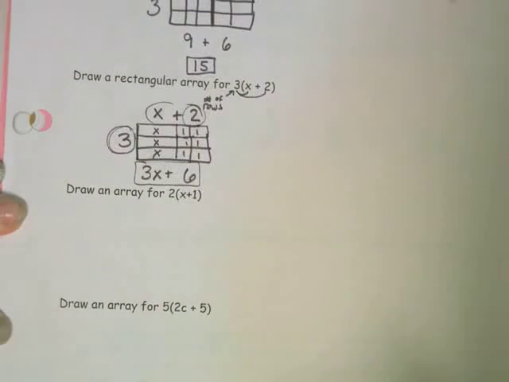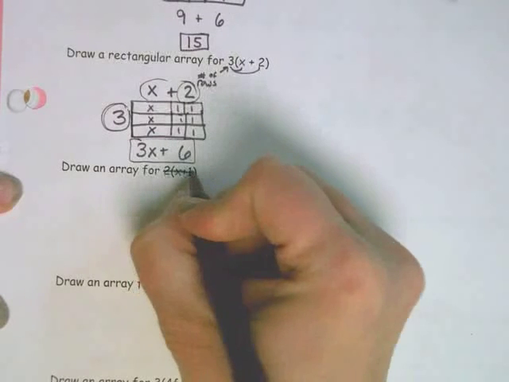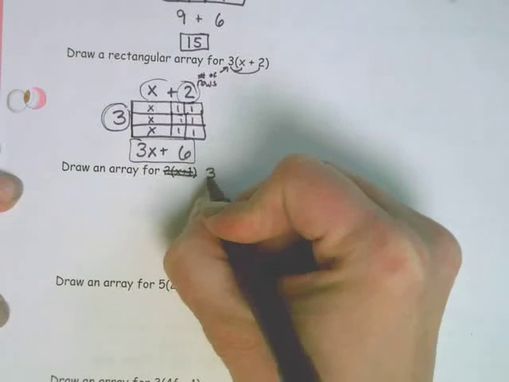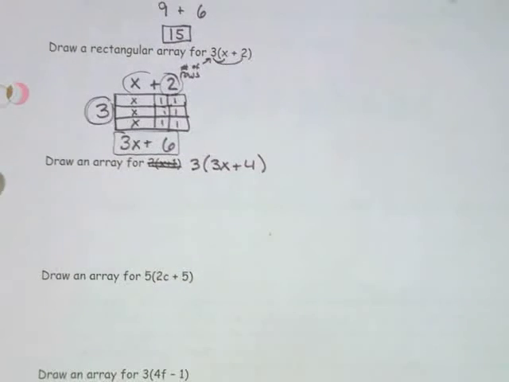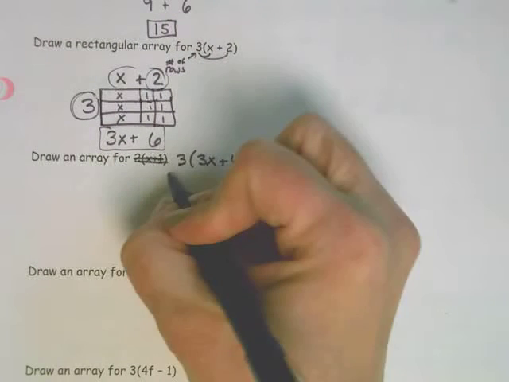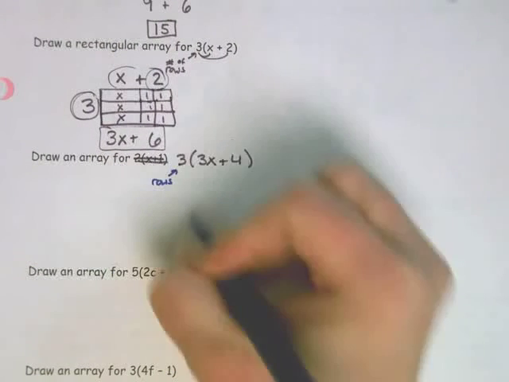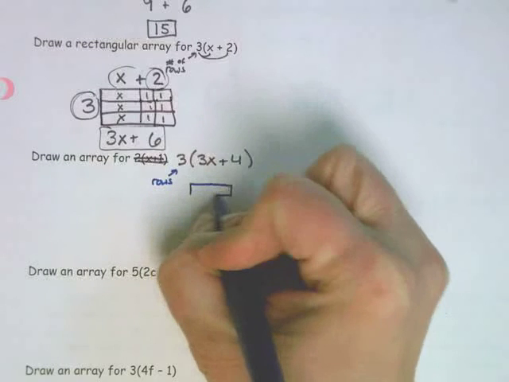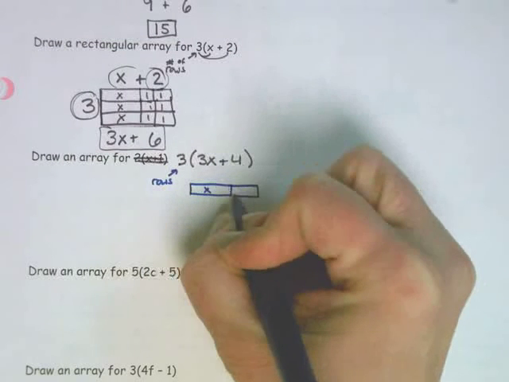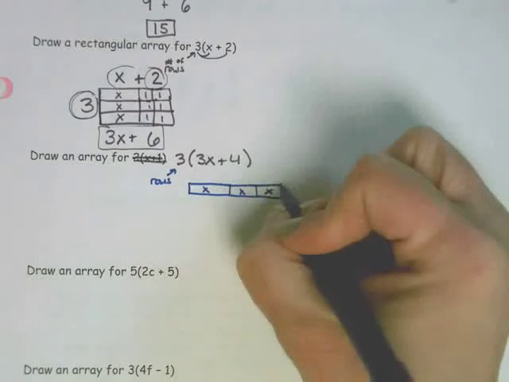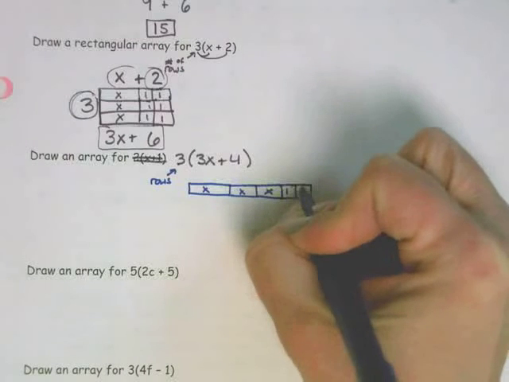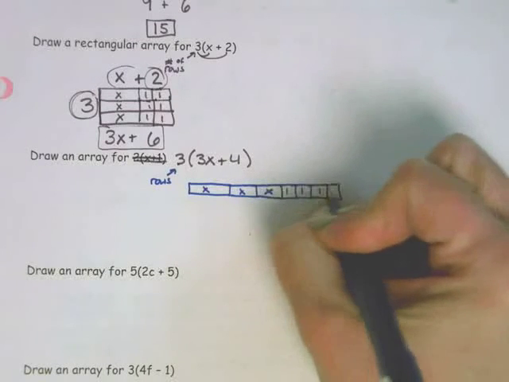All right, I'm actually going to change this one up a little bit. Will you guys change this one with me? We're going to draw one for 3 parentheses 3x plus 4. I'm going to make more x's in here. So 3 rows again, but in each row I'm going to have 3 x's. So I'll do that first. X, oh, that's a little bit short. Not perfect size x's. 3 x's plus 1, 2, 3, 4. There's my 3x plus 4.